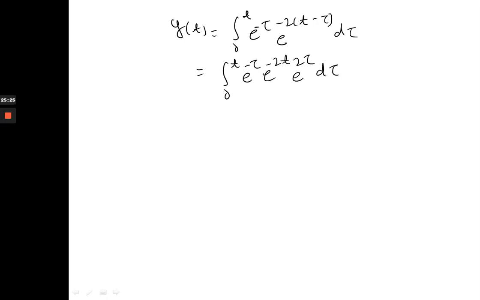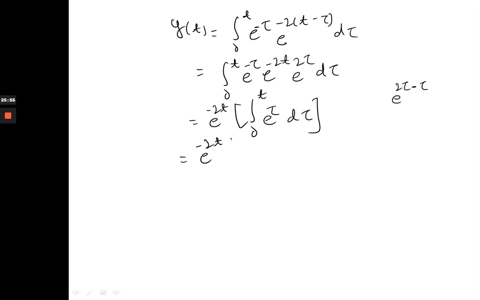Now this integration is with respect to tau, and this e raised to minus 2t is constant, and we will take this outside the integration. This is 0 to t, this is e raised to 2 tau, and this is e raised to minus tau, means this is e raised to 2 tau minus tau, means we are getting e raised to tau d tau.